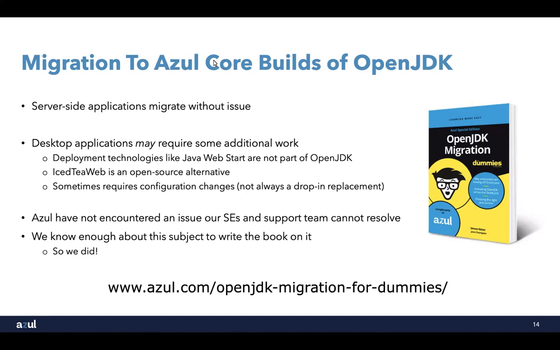And in fact, what we've done is we've written a book on this. I wrote this book called OpenJDK Migration for Dummies, and it goes through all of the process that I've just talked about. It goes through all the details about how to choose an OpenJDK distribution, a lot more detail about TCK and the open source nature of Java and so on. If you want to, you can download that for free. There's an azul.com OpenJDK Migration for Dummies link there, and you can download that without any cost at all.